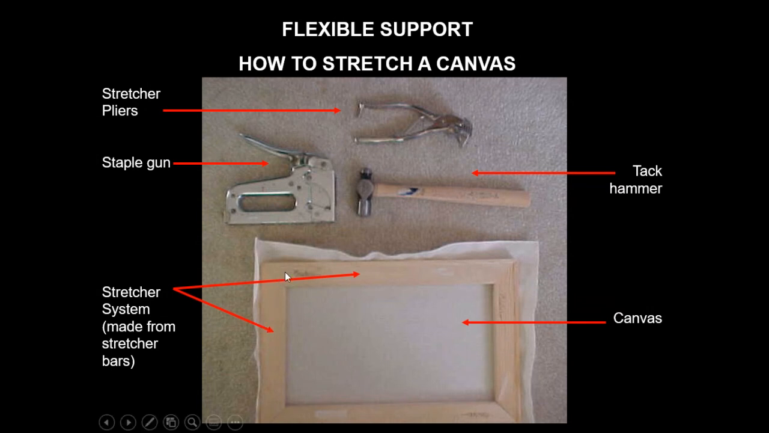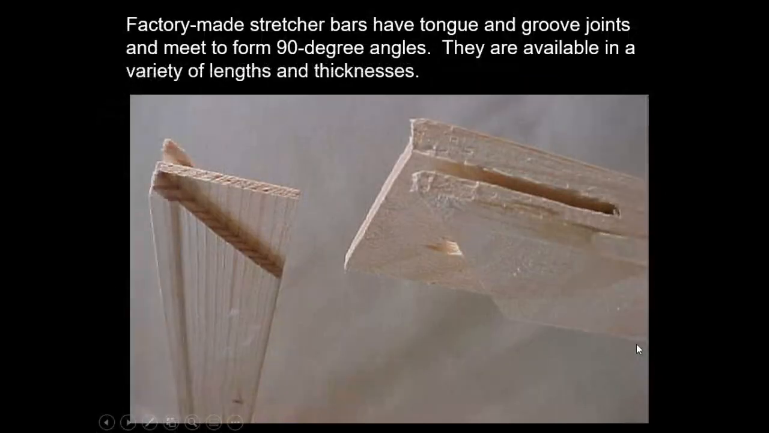The stretcher bars that you see here that look kind of like a window frame, they are cut to a 45-degree angle, so they attach together to create 90-degree corners. You want your stretcher pliers, which help you grip the fabric. A staple gun, which is much easier than the traditional way of using a nail and a hammer. I usually do have a tack hammer, though, to help the staples really adhere well, and the canvas itself, which is cut to be larger than the size of the stretcher frame system.